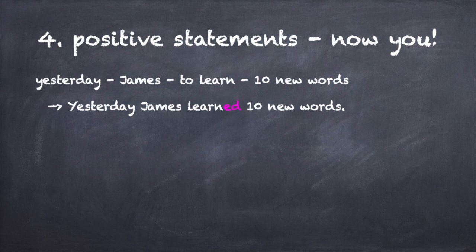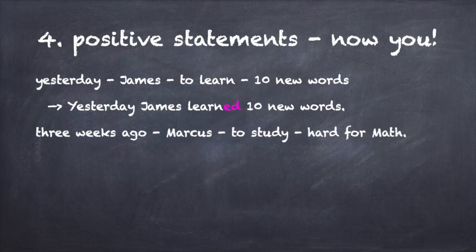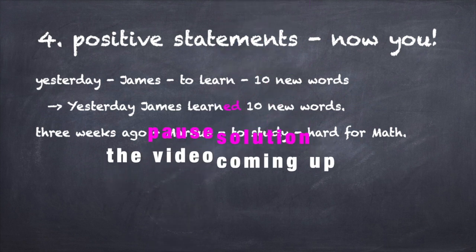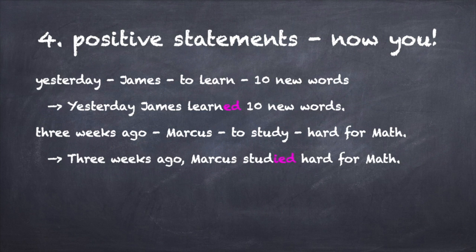Alright, check your solution, compare, and correct any mistakes. The next one is 3 weeks ago, Marcus to study hard for math. Think of the rule for words with a Y at the end. Denk nochmal an die Ausnahmeregel beim Schreiben, wenn da ein Y am Ende stand. Was macht man nochmal mit diesem Y? Pause the video. Here's the solution. 3 weeks ago, Marcus studied hard for math.